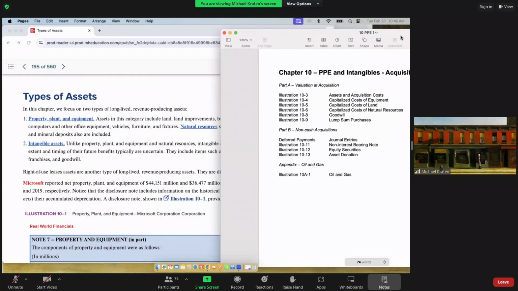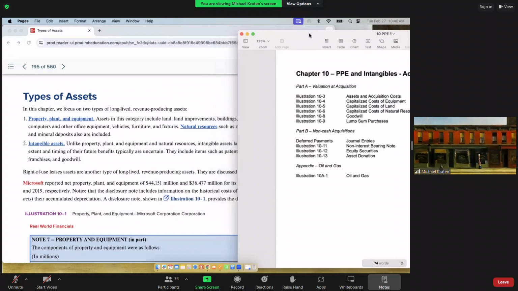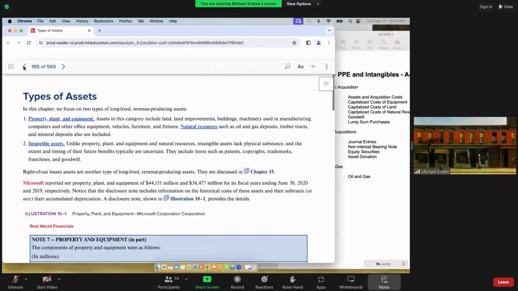I'm going to try today to get through as much of Part A as I can. Part A actually is where the heavier information is, although in all honesty, Chapter 10 I think is a little bit on the light side. Chapter 11 gets more serious. That's PP&E Part 2.